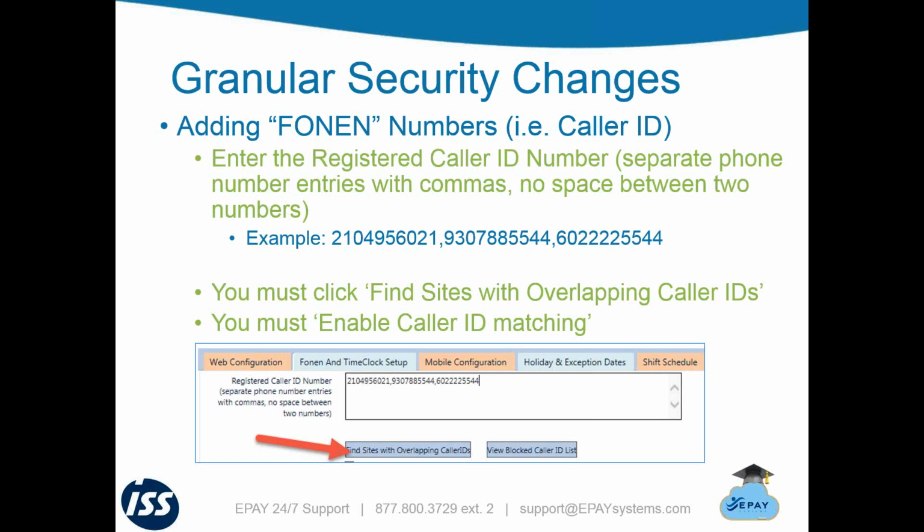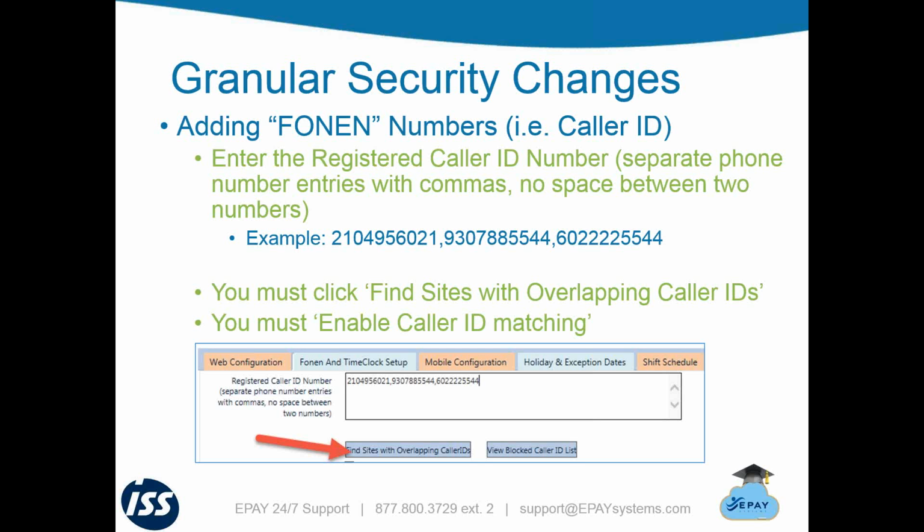Let me just mention once again what I just said: you enter the registered caller ID numbers separated by commas, with no space between two numbers. One of the cool things about doing this is that our next step is we're going to be able to find sites with overlapping caller IDs.